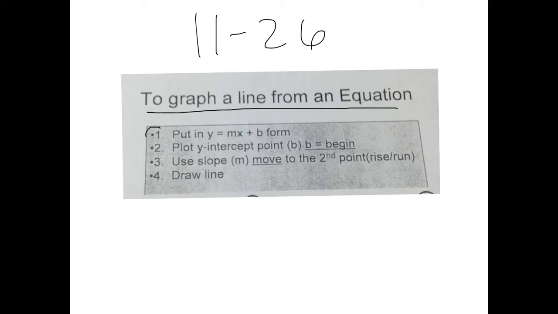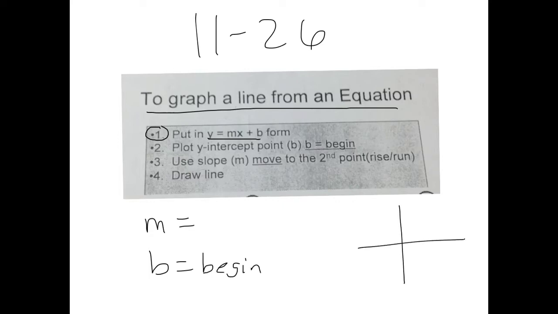Step one is always to put it in y equals mx plus b form, and we've been practicing that for the last couple of days. Once you get it in y equals mx plus b form, it's important to identify what the m and the b are. Wherever you get your b, that's where we begin graphing.